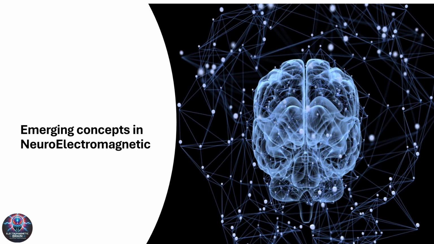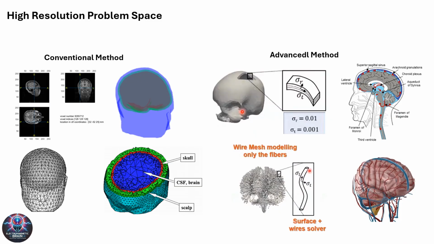Throughout these videos, we will address the key weaknesses in modeling and solving direct problems, categorizing them into 3 main areas: problem space modeling, source modeling, and electromagnetic solvers. To illustrate this, the basic models will be shown on the left side of the slide, while the advanced techniques will be introduced on the right. As we discussed in previous videos, modeling the problem space begins with segmenting MRI images and creating a mesh from these segments.